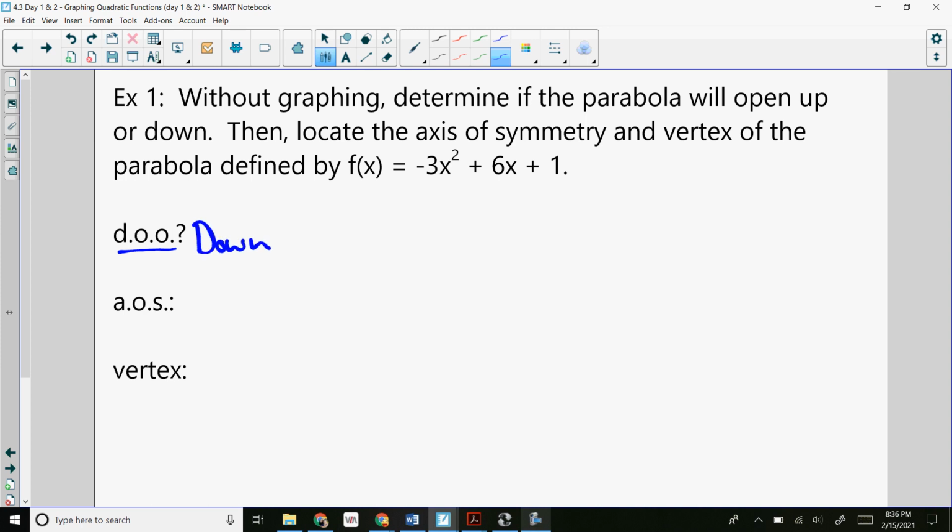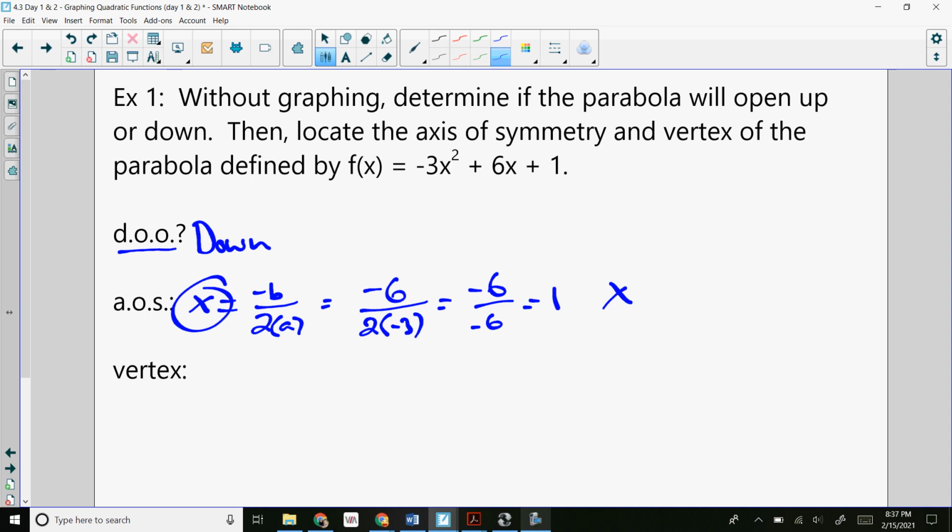Okay, secondly, the AOS, the axis of symmetry. Remember, that's defined by x equals negative b over 2a. All right, so if I fill those in with mine, well, my b is 6, so negative b is negative 6, over 2 times a, and 2 times negative 3 would also give me negative 6. So negative 6 over negative 6 is just 1. And that's x, if you think back to the beginning, x equals 1.